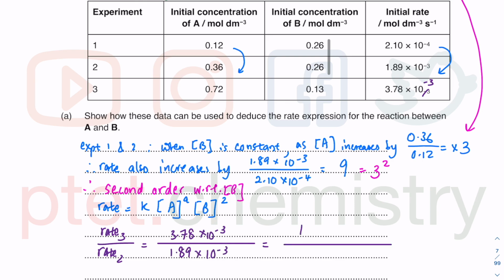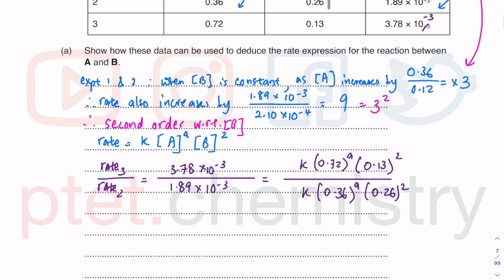We look at the expression, so k on top. Concentration of A for experiment 3, 0.72 to the power of a, and 0.13 to the power of 2. At the bottom, we have 0.36 concentration of A to the power of a, and then 0.26 to the power of 2. That was the concentration of B to the power of 2, as we already obtained second order with respect to B. You can see that the k and the k, the rate constant, actually cancel each other out. We end up not needing the value at all.